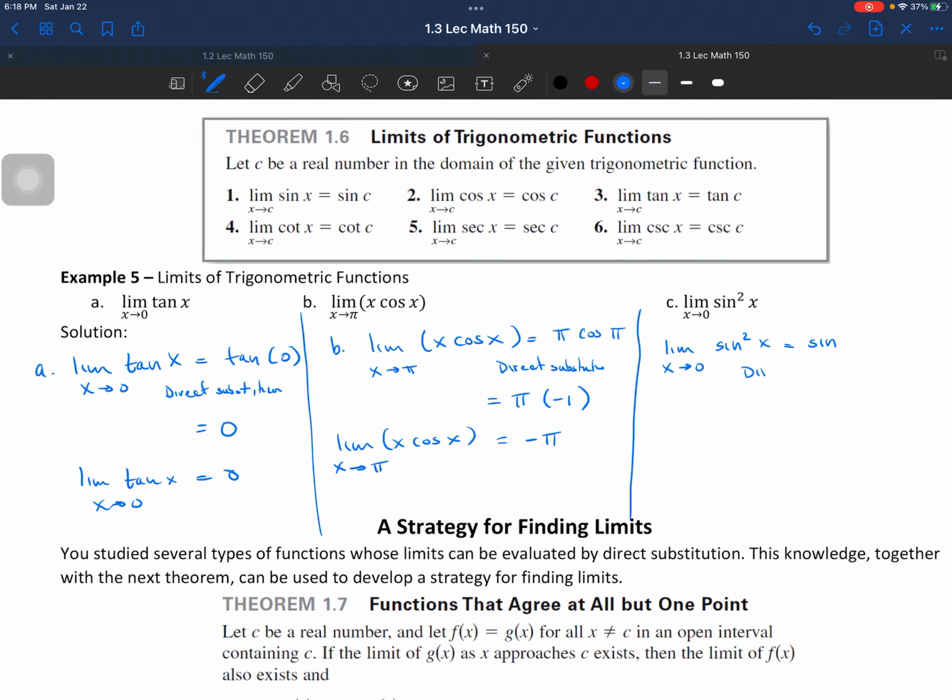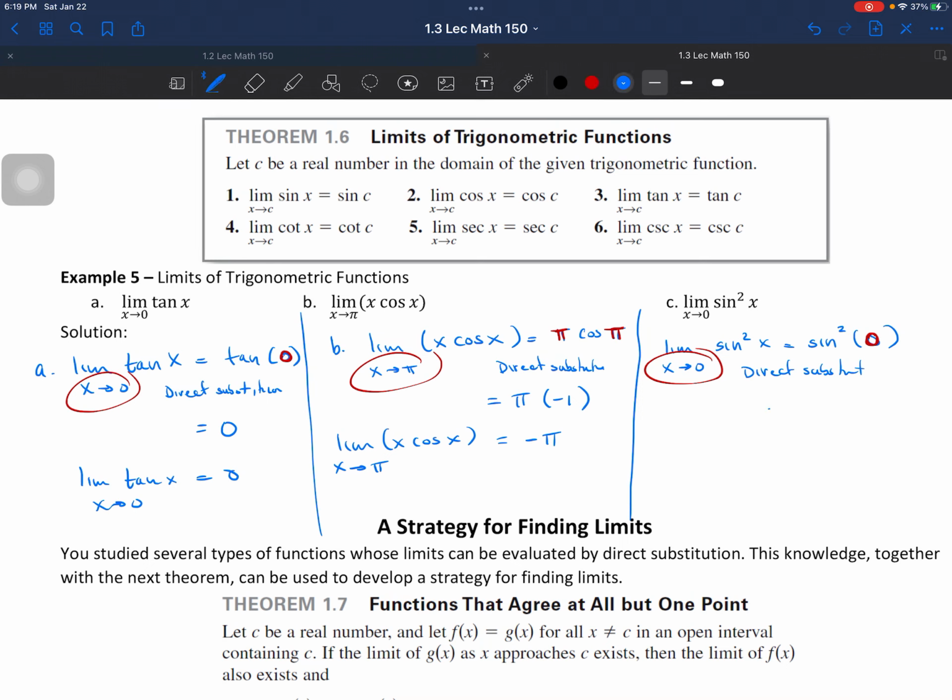So direct substitution. This will be replacing x with 0, right? And I've been doing this, writing those numbers in red. I'm just going to remind you that this was being done, so that you can see that I've been doing direct substitution.